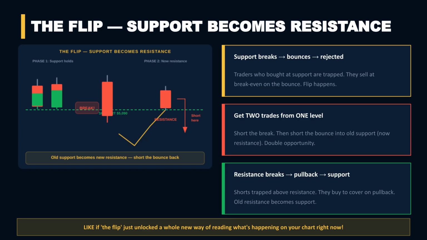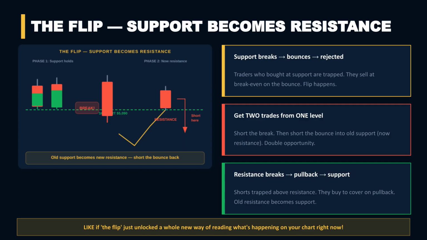Price goes down to $5,085. Now traders who bought at $5,090 are underwater. Price bounces and comes back up to $5,090. The traders who are underwater see this as their chance to escape. They sell at $5,090, their break-even point, just to get out of the pain. Now instead of buyers defending $5,090, you've got sellers. That old support has become resistance.